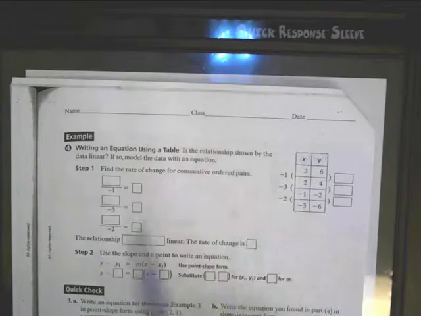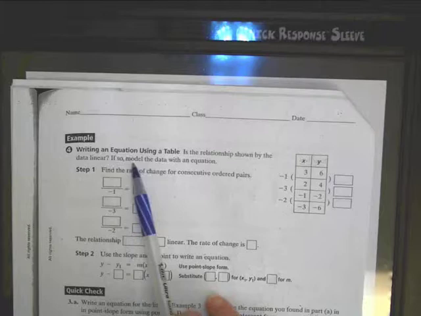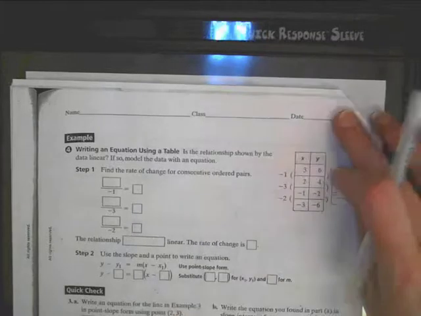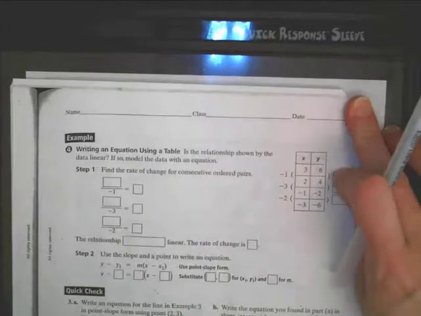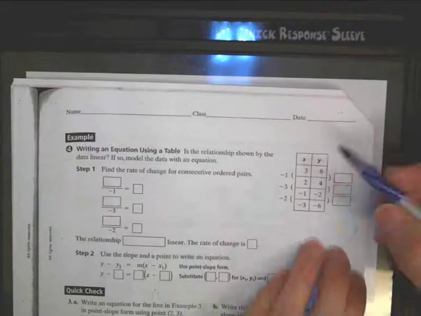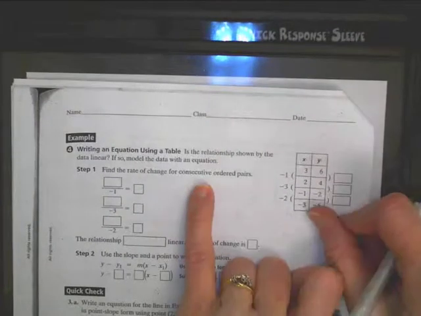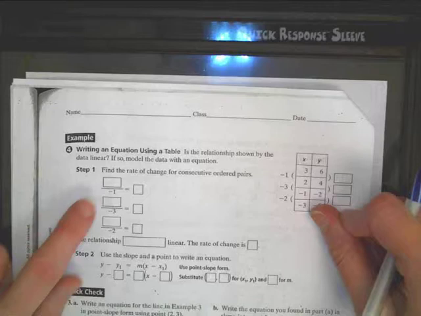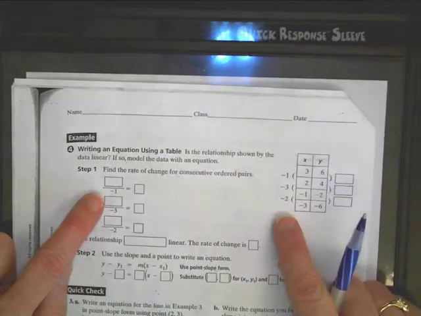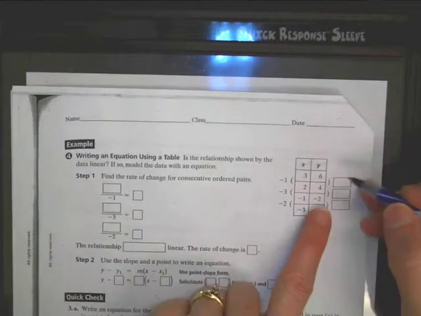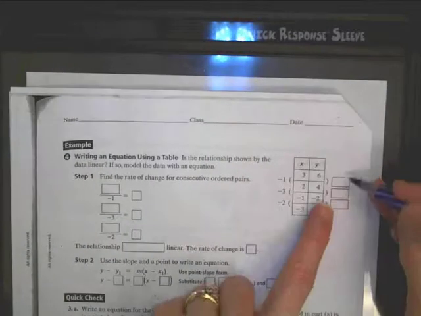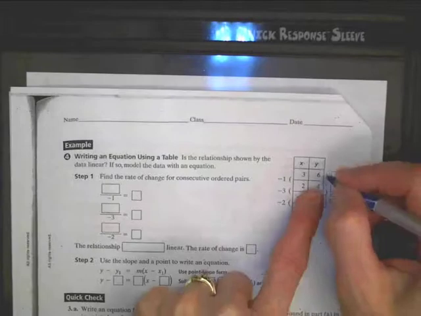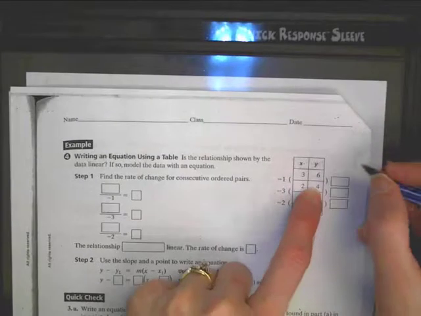Okay, writing an equation using a table. Is the relationship shown by the data linear? If so, model the data with an equation. Okay, so remember what we want to do is find the rate of change for the consecutive ordered pairs. So what I'm going to do here is the change in y over the change in x. So here are my changes in x. I'm going to figure out my changes in y.